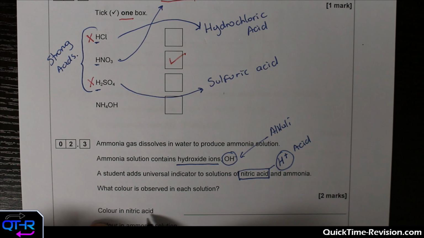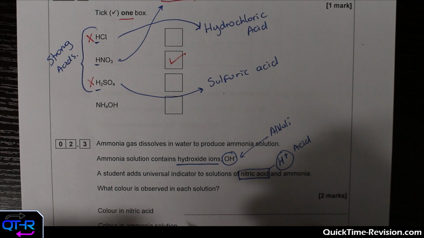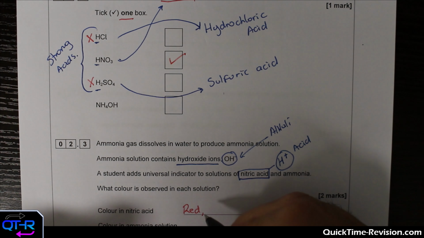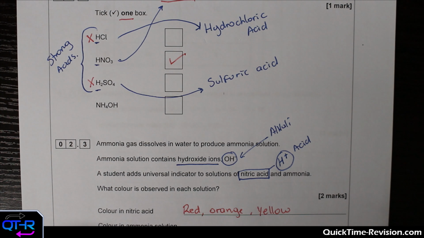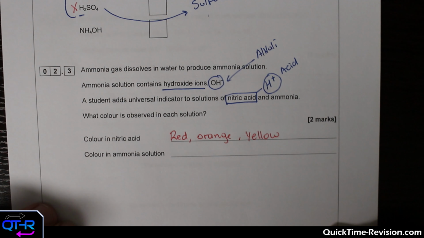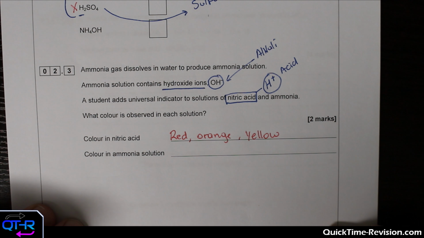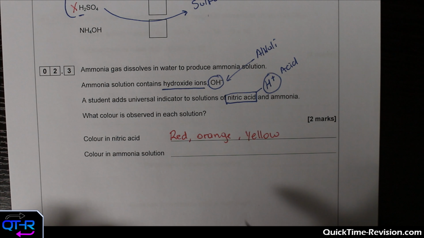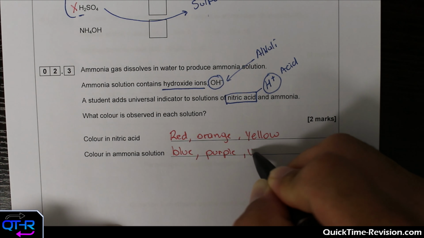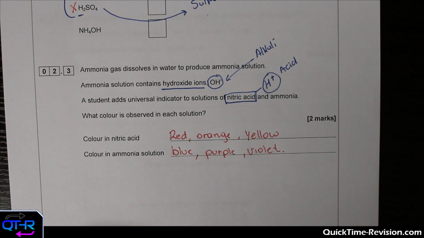Well, color in nitric acid, you can have an array, okay? You can have anything between red all the way to yellow. Any of those three will give you an answer. And when it comes to the ammonia solution, because it contains the alkali, you can have anything from blue to purple or violet. Any of those three will give you the mark in that question.